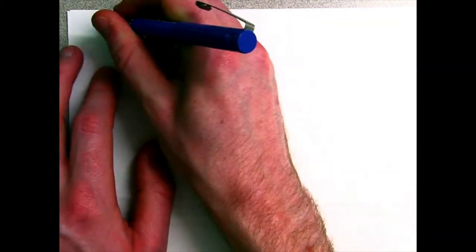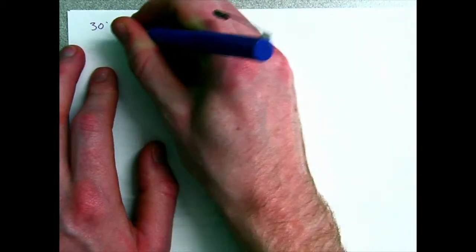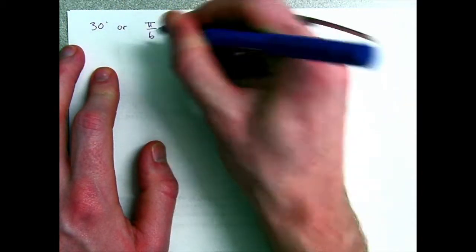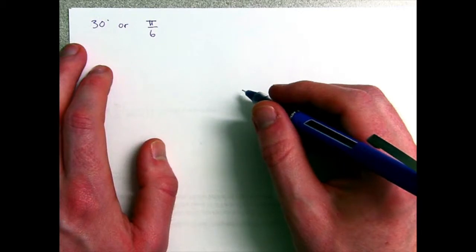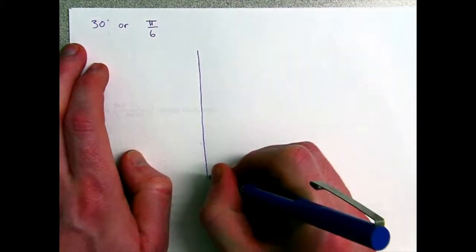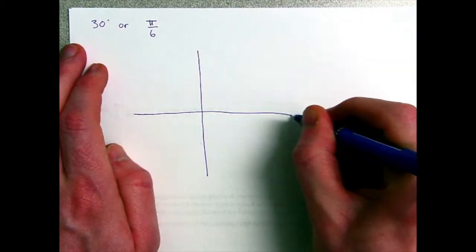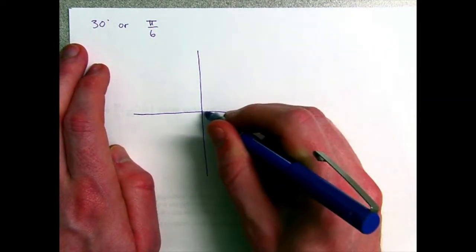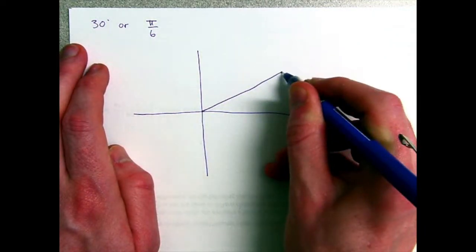Okay, so we're now going to do exactly what we just did, but with a different angle. Let's consider 30 degrees, or if you like, pi over 6 in radians. So my objective is to find the sine, cosine, and tangent of this angle. So how do we do it? We begin by drawing the angle in standard position, like always. So maybe 30 degrees looks something like this.